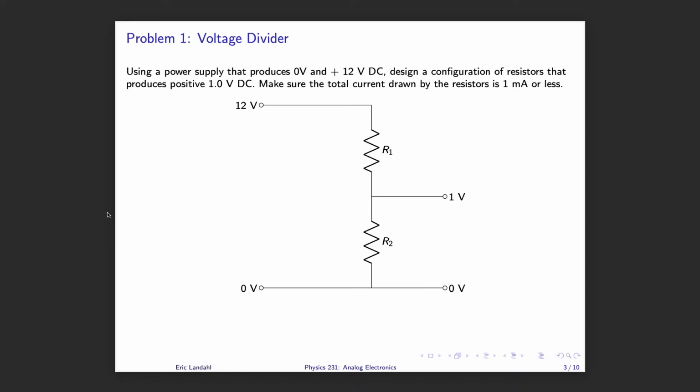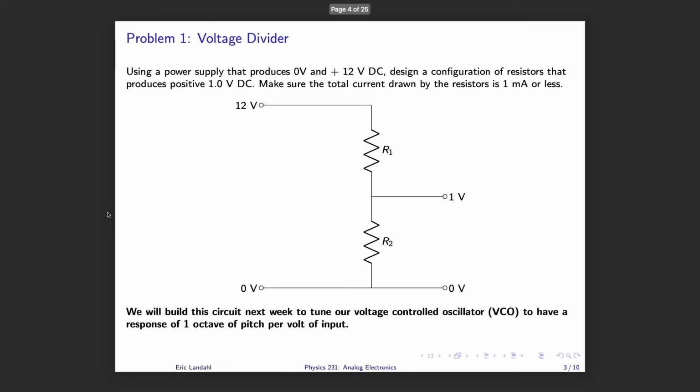And then I'm putting an additional constraint on the problem, which is to make sure that this resistor network that performs this transformation of 12 volts to 1 volt draws about 1 milliamp of current. Now this circuit does have a very specific purpose. Not only is it a great example problem and something we'll see many times, and among other things, it resembles a potentiometer, but also we need to build this particular circuit next week in order to tune our VCO, our voltage controlled oscillator, to have a proper tuning response.